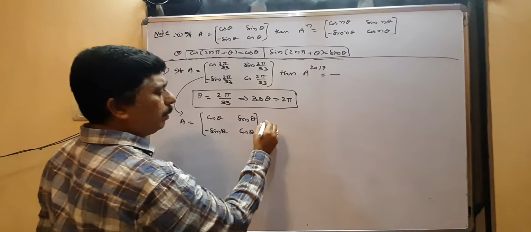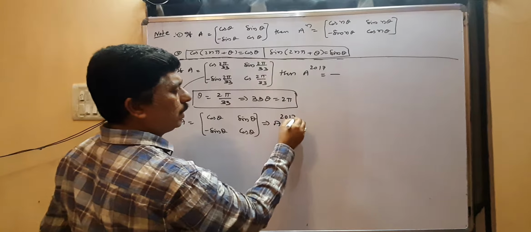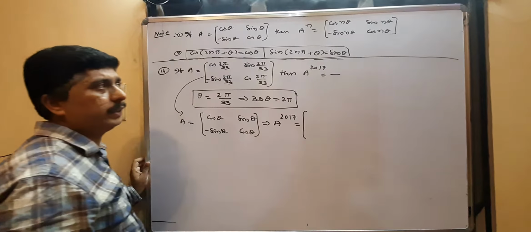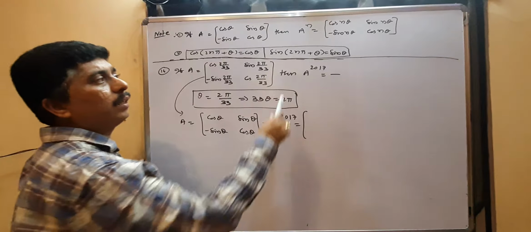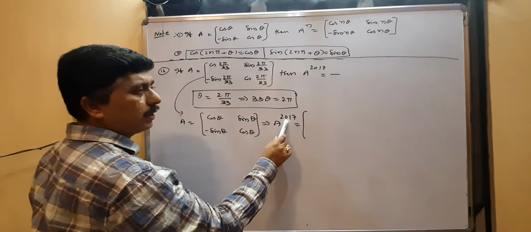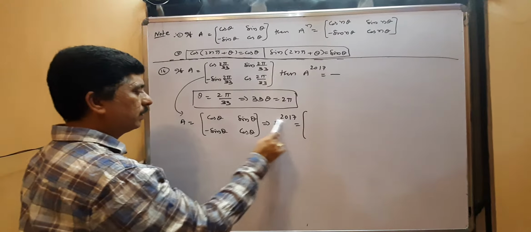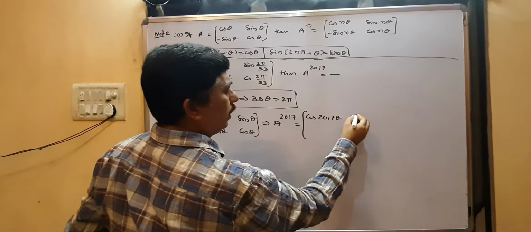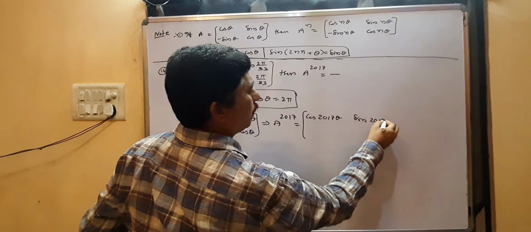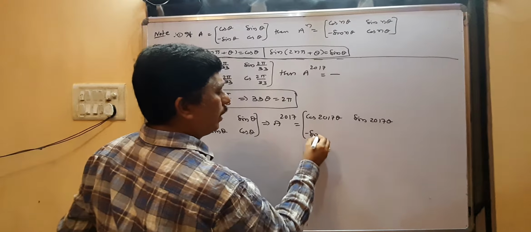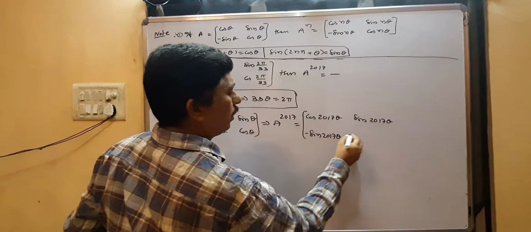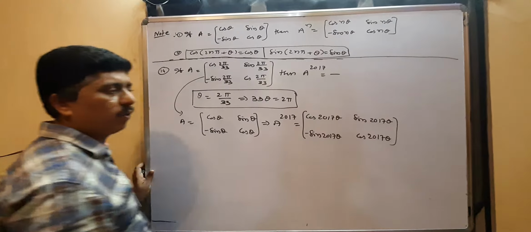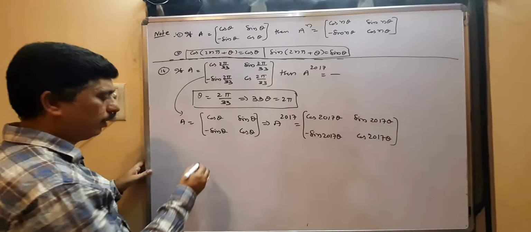Then obviously A power 2017. What is the formula I have? Cos n theta, sin n theta. In place of n, 2017. Substitute here: cos of 2017 theta, sin of 2017 theta, minus sin of 2017 theta, cos of 2017 theta. You have to find the cos of 2017 theta.